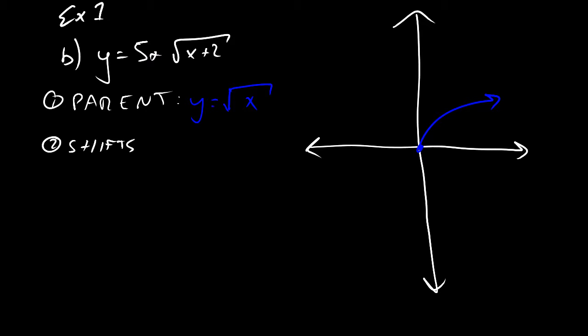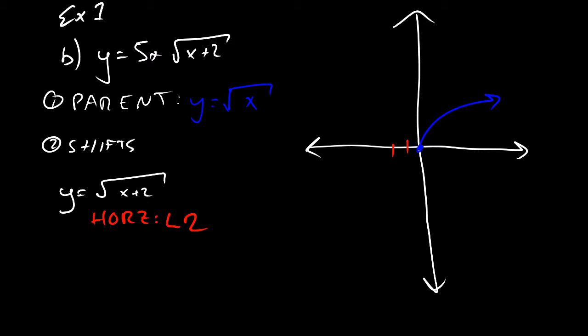What do our shifts look like? Alright, well, if we look at y is equal to, start off small, the square root of x plus 2. We know the plus 2 is attached to our x. So if it's attached to our x, we're dealing with horizontal. And we know horizontal, do the opposite of what we think. So if it's a positive 2, we're moving left 2, 1, 2.